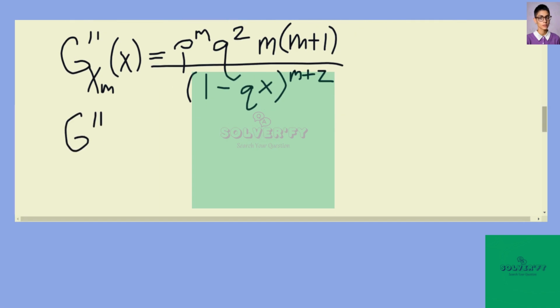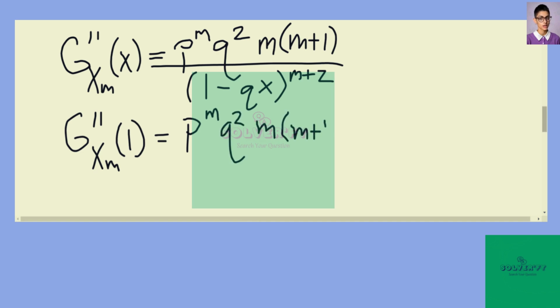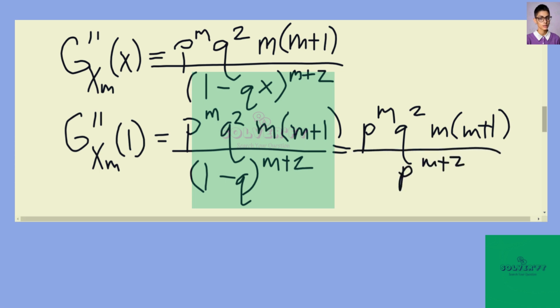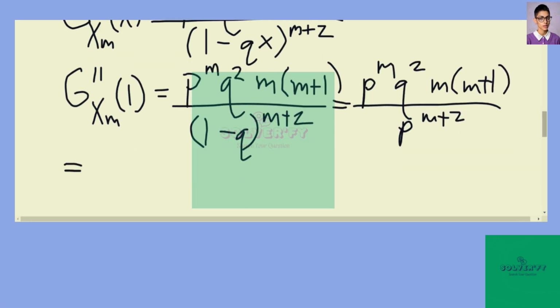So we have that G double prime X_m of 1 is equal to p to the m q squared m times (m plus 1) over (1 minus q) to the m plus 2. We know that 1 minus q is simply p, so it's going to be p to the m q squared m times (m plus 1) over p to the m plus 2. And so this reduces to q squared m times (m plus 1) over p squared.